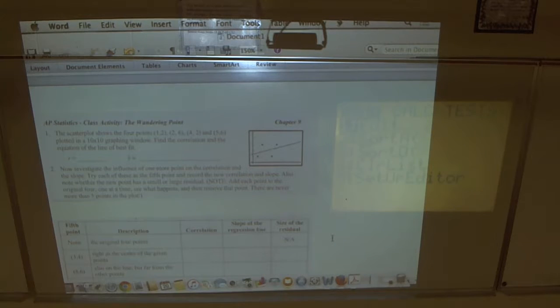So I'm going to go to Stat Edit. You guys have stuff in lists 1 and 2 already. How about we go over to lists 4 and 5? So I'm going to go to 4 and 5, and I'm going to enter the X's of these 4 points in list 4. And I'm going to enter the Y's in list 5.